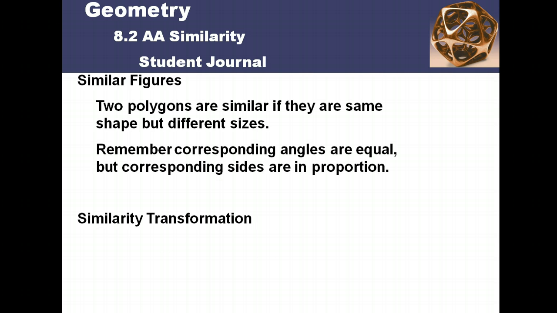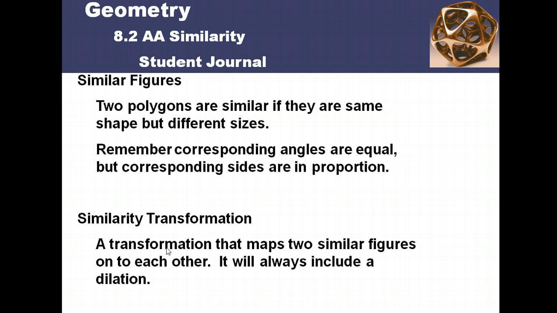So remember, corresponding angles are equal, but the corresponding sides are in proportion. So if one figure is twice the size of the other, the angles would be equal, but the sides would be doubled. And in a similarity transformation, we have a transformation that maps two similar figures onto each other. And one of those is always a dilation. Remember, a dilation is a transformation that changes size.